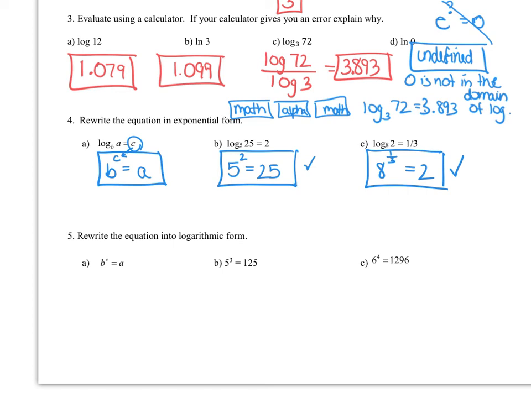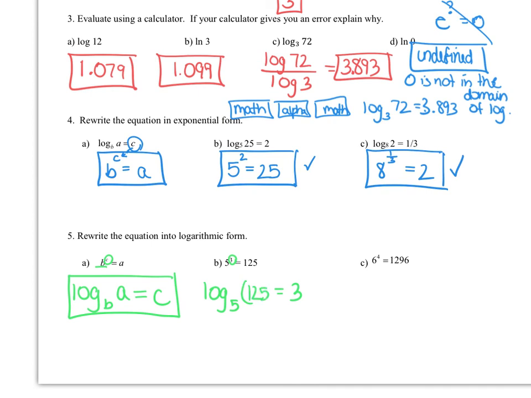Now for 5, we're going the other direction. The base of the exponent becomes the base of the log. Logs equal exponents, so the c goes here, and then all you have left is the a for your argument. So here, base of the exponent becomes base of the log. Logs equal exponents, so that equals 3. 125 becomes our argument.